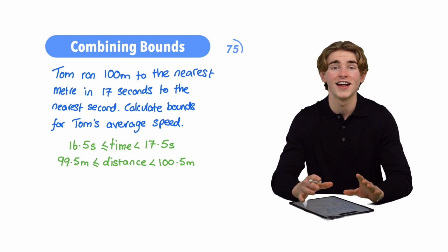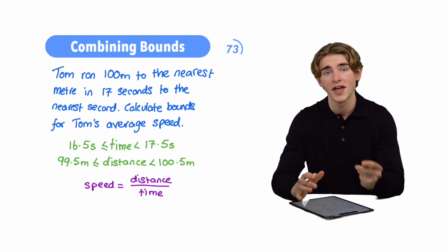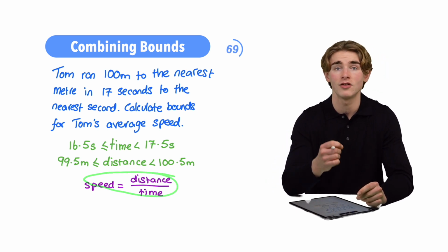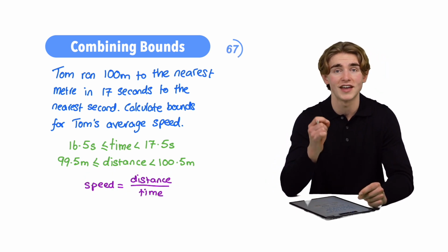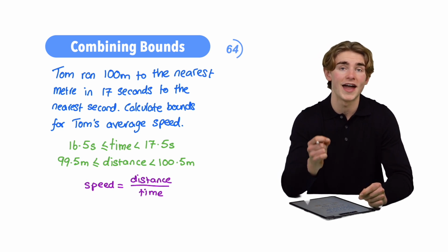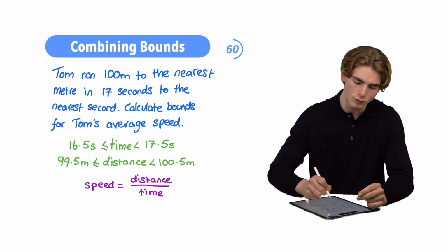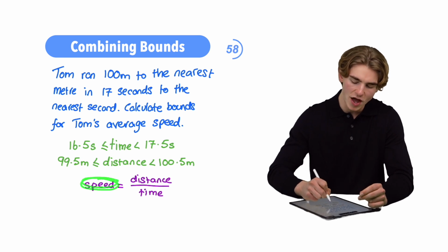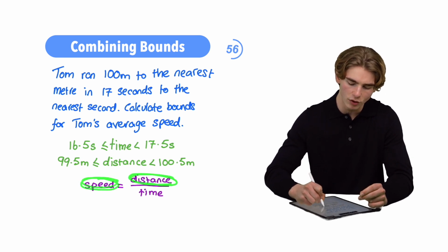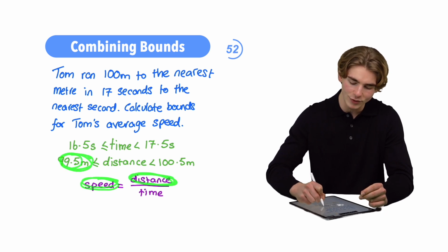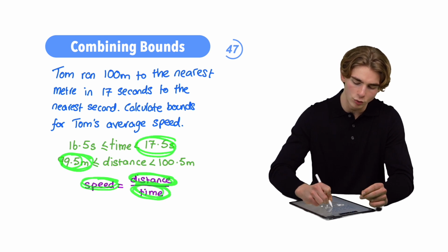We need to recognize that to calculate our speed, we need to use the formula that speed is equal to distance over time. In other words, to find our speed, we take our distance and we divide it by our time. Here's where things get detailed. Now, to find the smallest possible value for our speed, we're going to need our numerator to be as small as possible. So we're going to need our smallest possible distance, and we're going to need our denominator to be as big as possible. So we're going to need our biggest possible time.